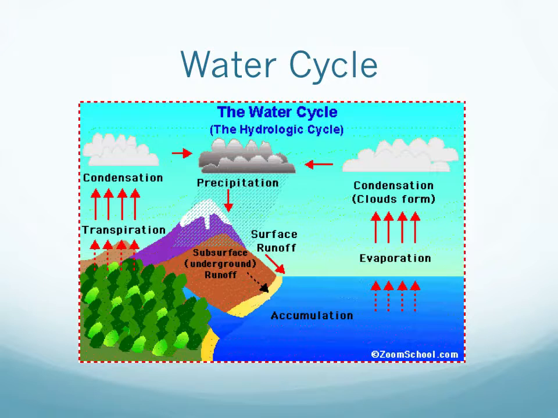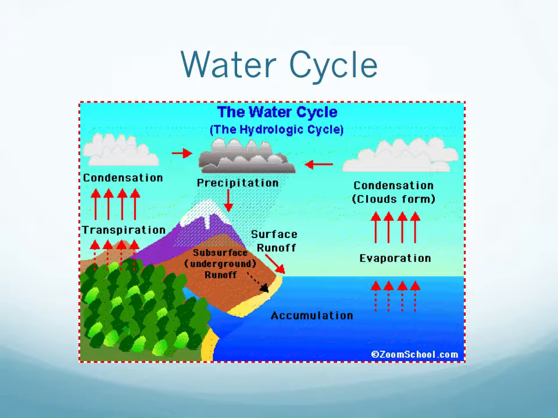Other ways that water gets up into the air is transpiration, which is how plants give off water to the environment, plants being a very important source of water, and oxygen as well, which we will discuss when we get to our plant unit.